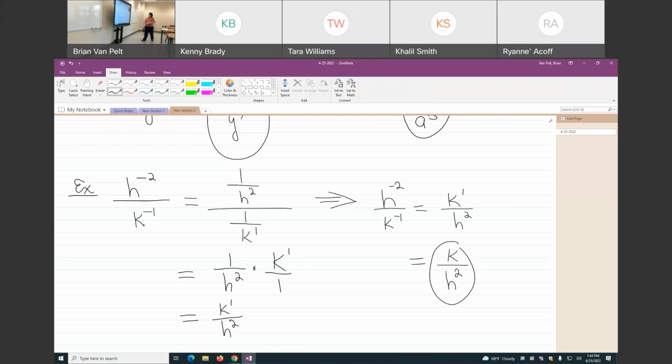The reason I want to do this one is because, look, if you're given a problem like this, you can immediately take out the negative exponents, then do some simplifying if you have to. So step one, wipe those negatives out and then you're halfway home.